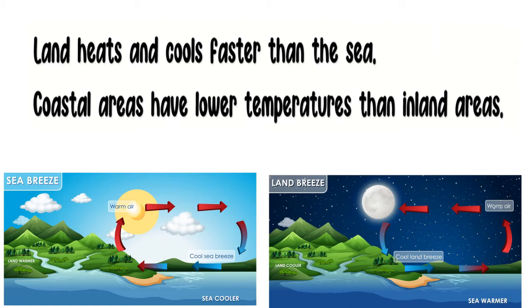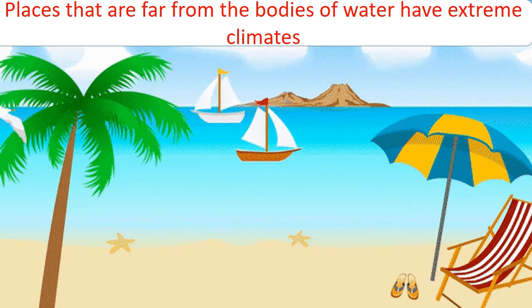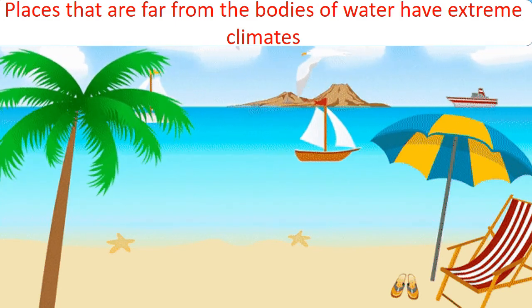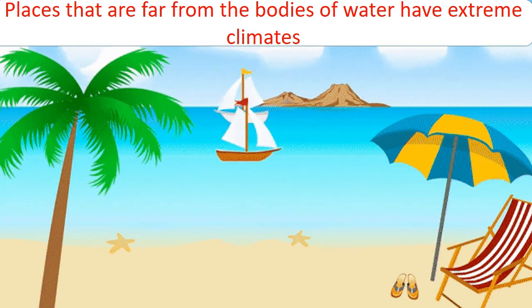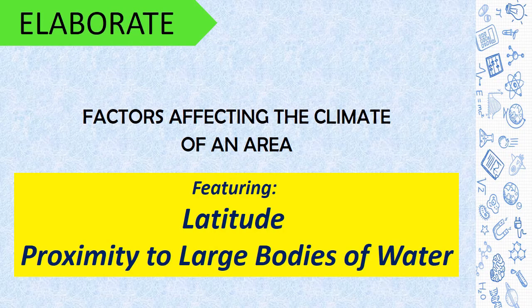To sum it up, land heats and cools faster than the sea. Coastal areas have lower temperatures than inland areas. And places that are far from the bodies of water have extreme climates, for there are no immediate bodies of water that will help circulate the movement of cold and warm air. To wrap it up, we have the factors affecting the climate of an area, and this session we have featured the latitude and the proximity to large bodies of water.